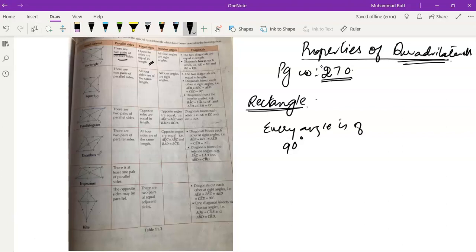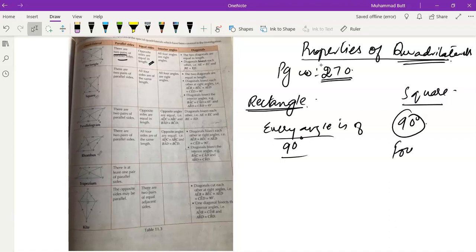If we come to the square, there are two pairs of parallel sides. Again, it is similar to a rectangle. Every angle is 90 degrees, but the difference is that all four sides are equal in length.